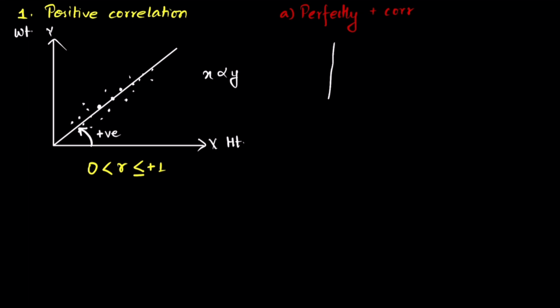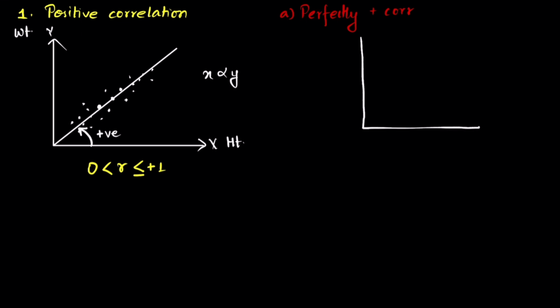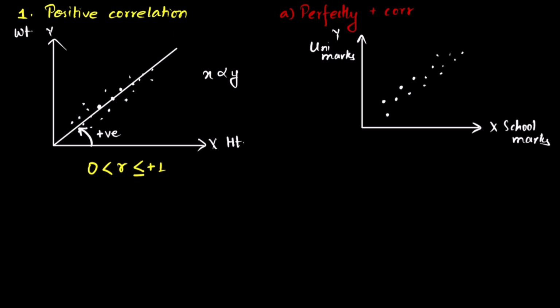So here's the scatter diagram for perfectly positive correlation. Okay, here it is. So there's your x-axis and y-axis. Let's say on x-axis I have school marks and on y-axis I have university marks. I plot dots for different students with their respective school marks and university marks. And when I join those dots or represent those dots with the help of a single line, it comes out to be something like this. In this particular condition, the correlation is positive because x is directly proportional to y.